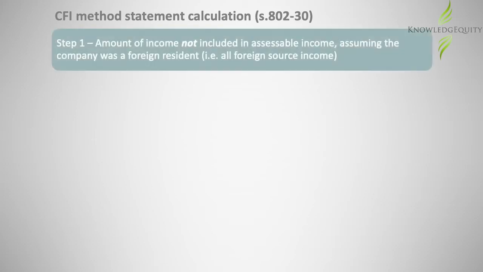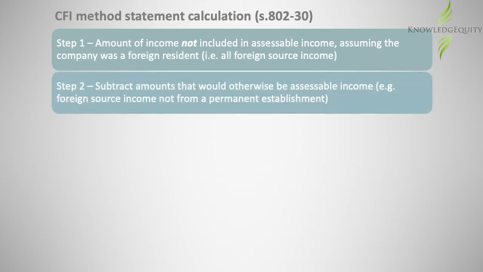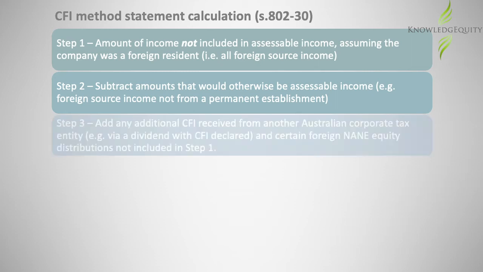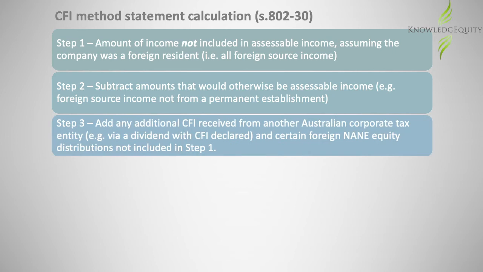The amount of CFI is calculated in accordance with a method statement. Step 1 determines the amount of income that would not be included in assessable income, assuming the company was a foreign resident. Step 2 deducts any otherwise assessable income, such as foreign income that does not meet the CFI criteria. Step 3 adds any additional CFI received from another Australian corporate tax entity and certain foreign NANE equity distributions, such as foreign dividends that were not included in Step 1.